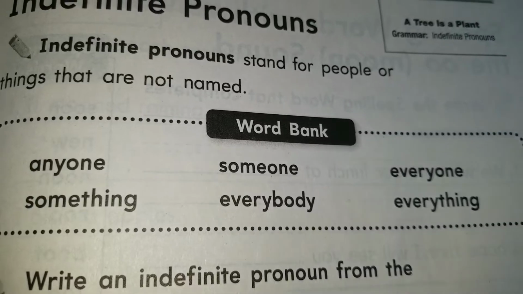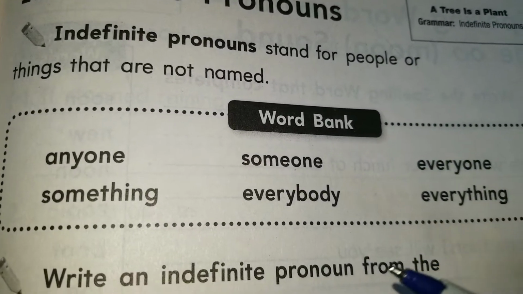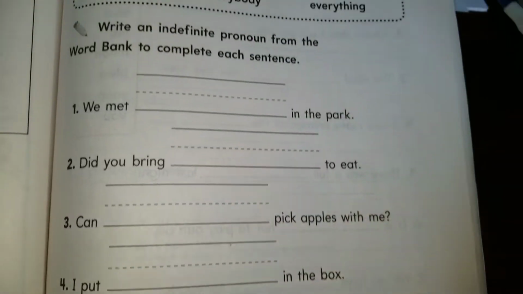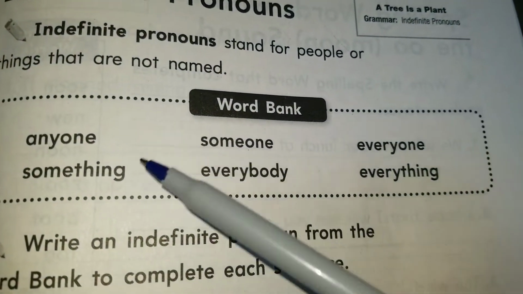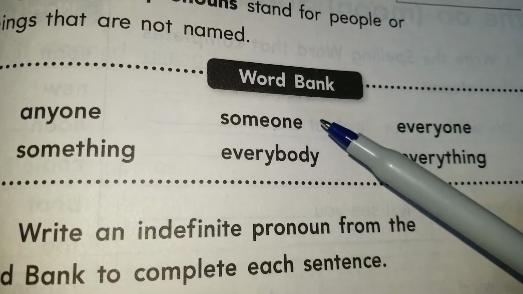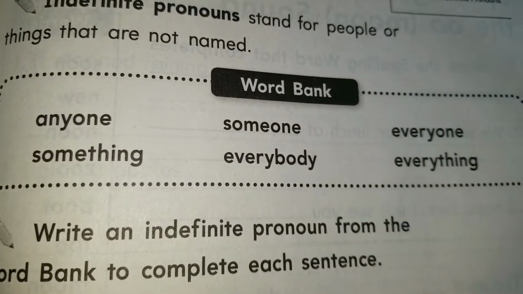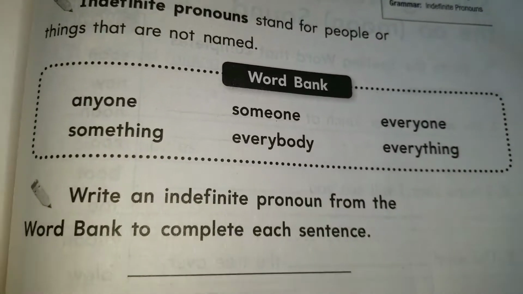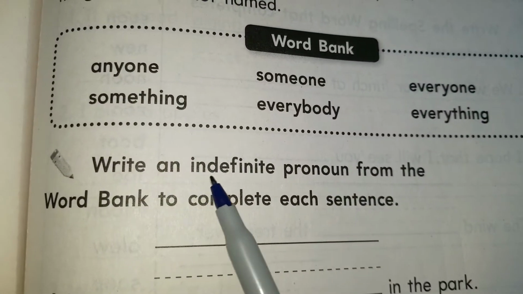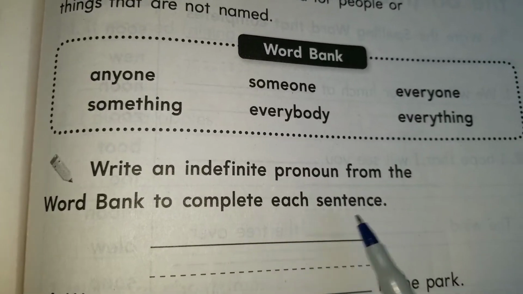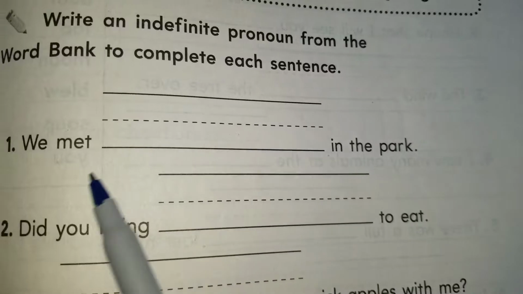Alright, so we're gonna use all these indefinite pronouns to complete sentences 1 through 5. And once again, these are the pronouns: anyone, something, someone, everybody, everyone, and everything. We're gonna write an indefinite pronoun from the word bank to complete each sentence. So let's take a look at number 1.